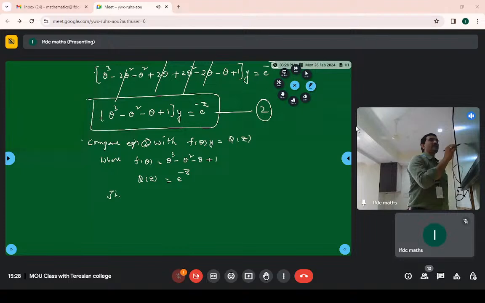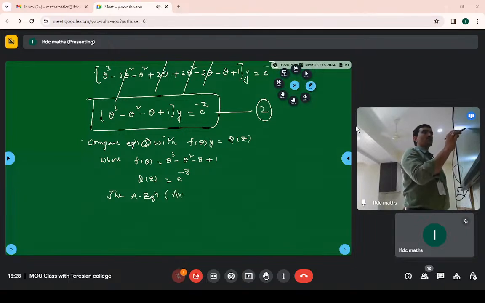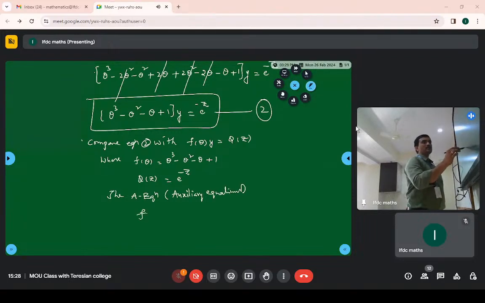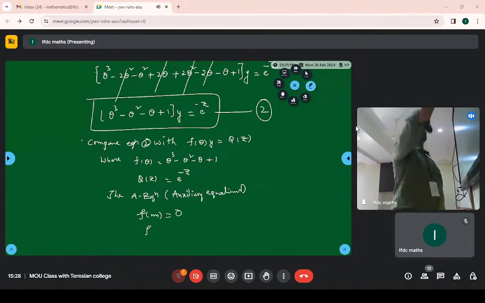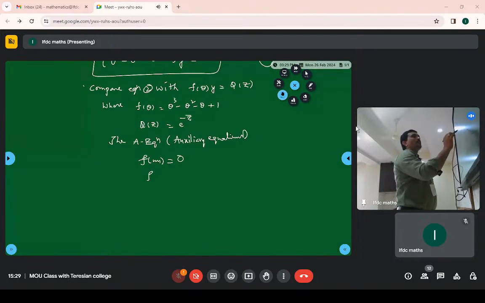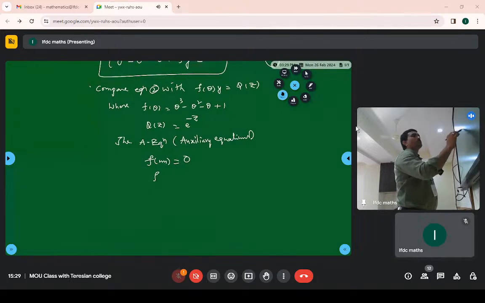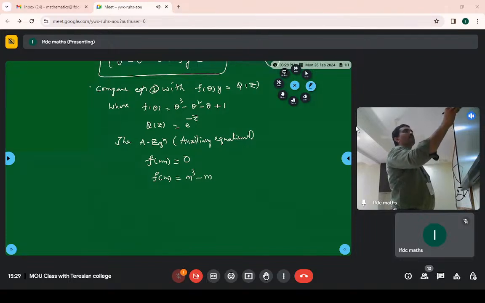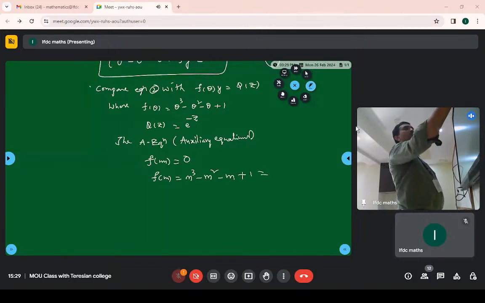Directly it is not an equation, it's a polynomial expansion. If I want an auxiliary equation, what is this? Auxiliary equation. If you know the auxiliary equation, we will change it into the equation format where we can substitute theta is equal to m. So f of m is equal to 0, and f of m is equal to m cube minus m square minus m plus 1 equal to 0.